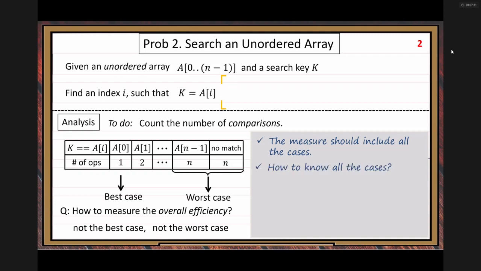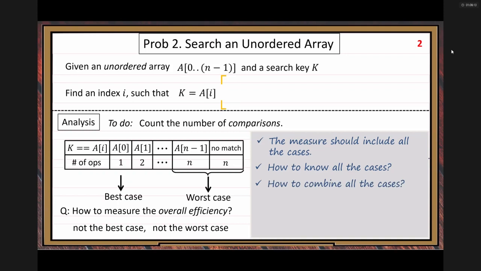So the average should include all these n plus 1 cases. You cannot miss any one. If you miss even one of the cases, your average is at least not the best. How do we know all the cases? Here we really need to get more information about all these cases.